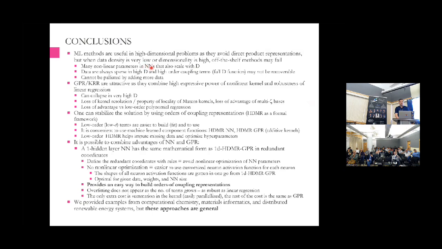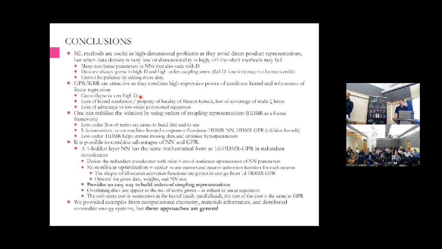Many nonlinear parameters in neural networks is one of the problems. They cause cost, they cause overfitting, they cause scaling with dimensionality. The kernels don't scale, the defining equations don't scale with dimensionality, but in practice it might be difficult due to the density of sampling. And you cannot palliate this issue by throwing more data at the problem due to the curse of dimensionality. The kernel methods are attractive because they're effectively linear regressions and therefore as robust as linear regressions, and gain the expressive power through the kernel. But the kernel might lose its expressive power in high D due to the low density of sampling.